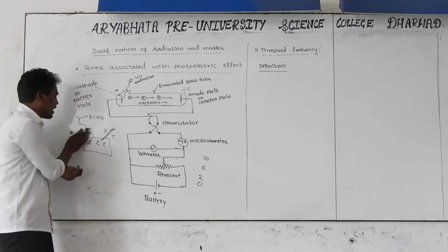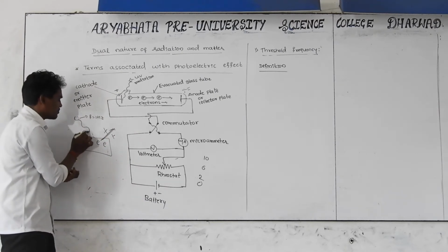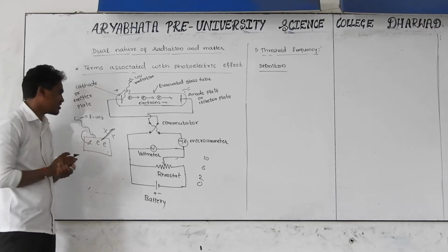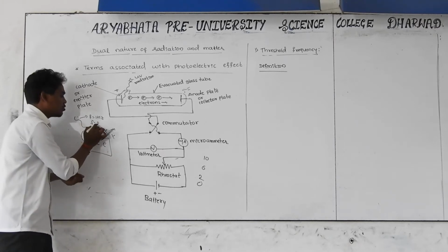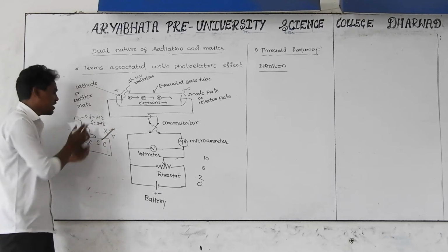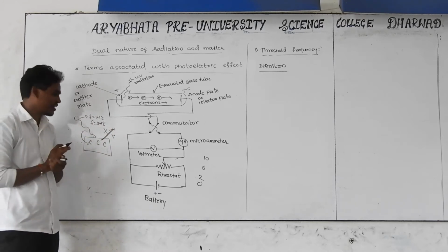Next, what can we do? I am replacing it with another radiation, for example with a frequency equal to 2 Hz. It means I am increasing the frequency of the incident radiation.